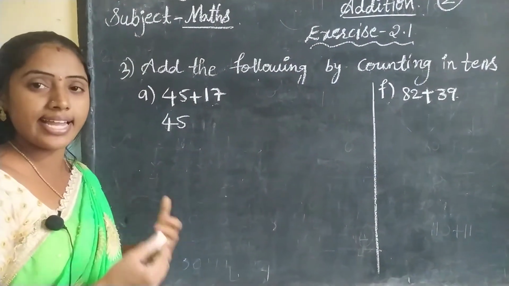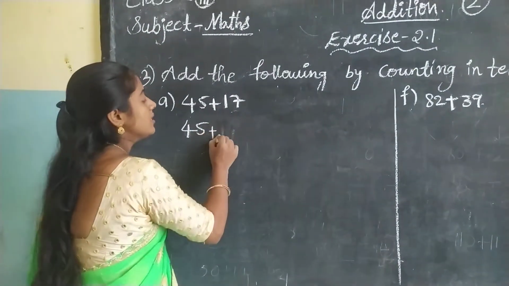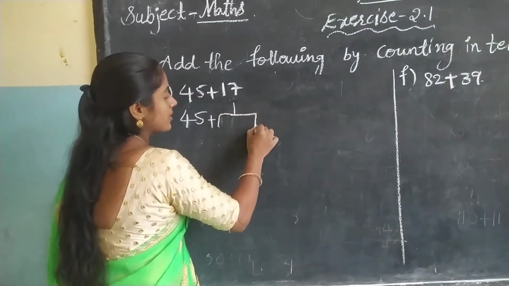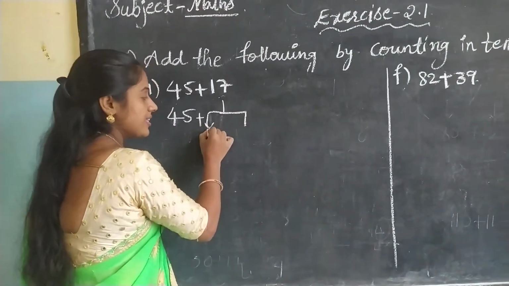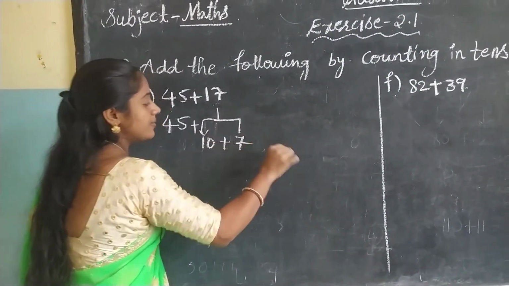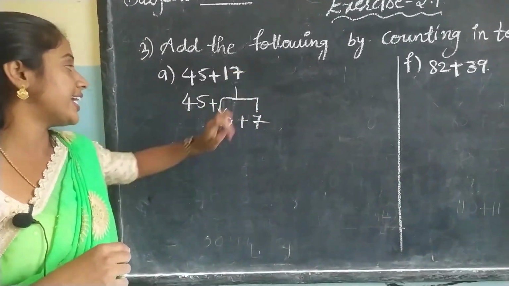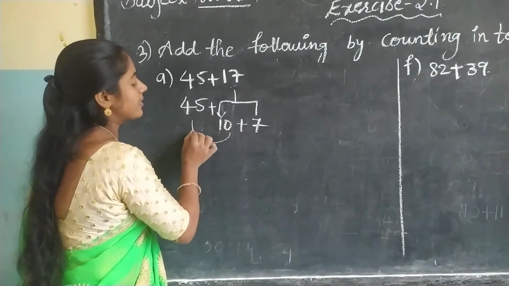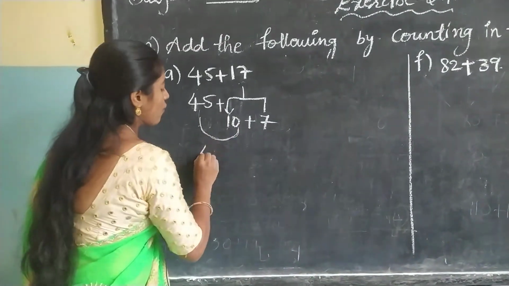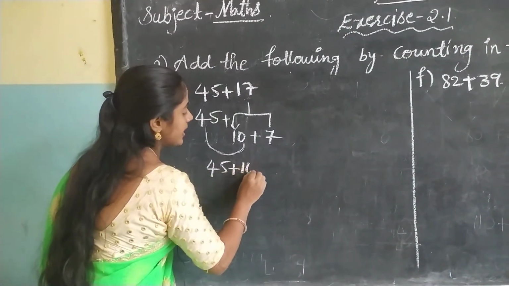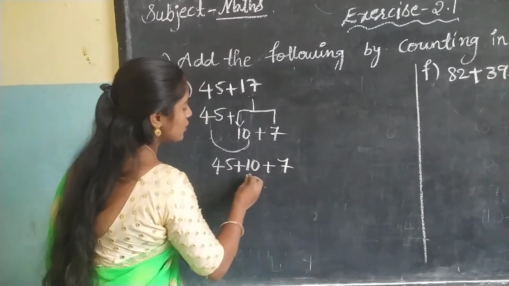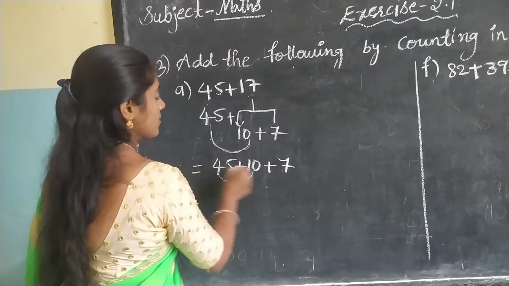Okay. Counting in tens. Here 17 is there. You should write here. Counting in tens means 10 plus 7. Okay, children? 10 plus 7 is equal to 17. Okay, first you have to add these two numbers. Okay, 45 plus 10 plus 7. First you have to add these two numbers.